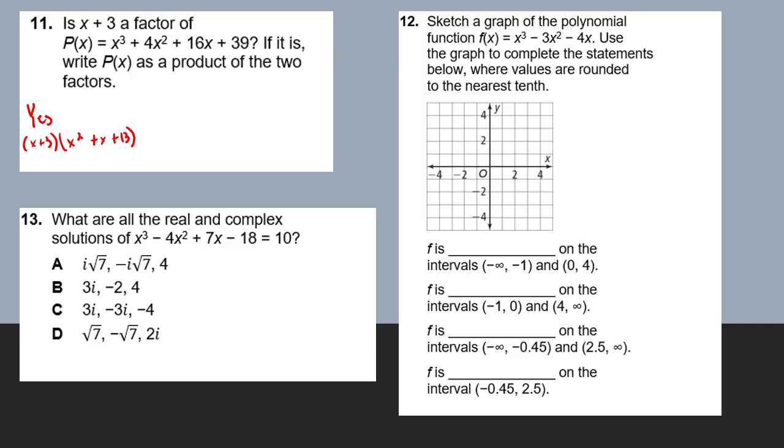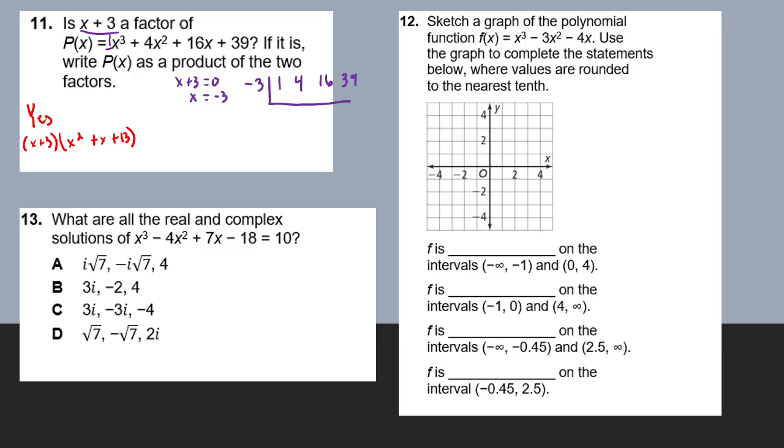remember you're going to take what you're dividing by, the x plus 3, we set that equal to 0, and you solve for x. Remember that changes the sign to negative 3. So when we do our synthetic division, we're going to use negative 3, and then we're going to use the leading coefficients. Remember, if there's not a number there, it's going to be 1. So we're going to do 1, 4, 16, 39. If you had a minus sign in there, you would put that in front of the number, but ours were all plus.